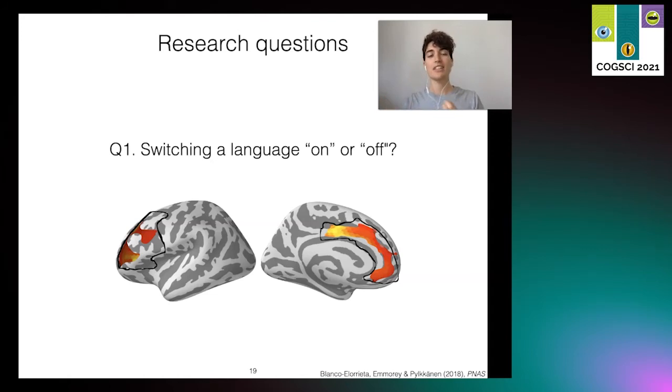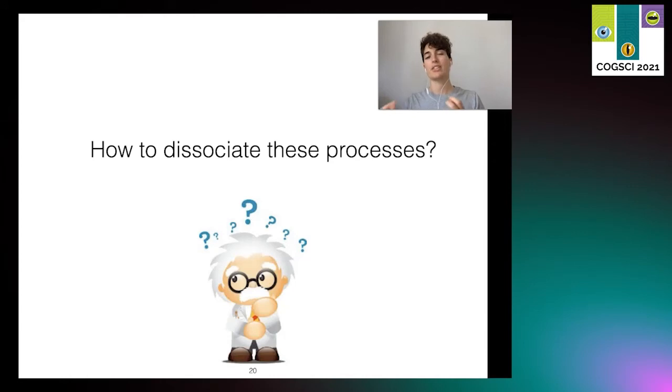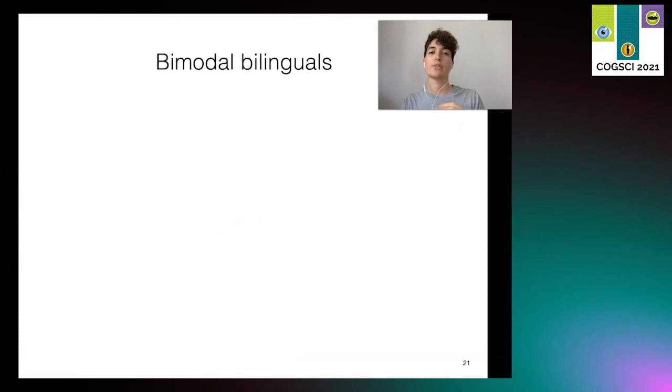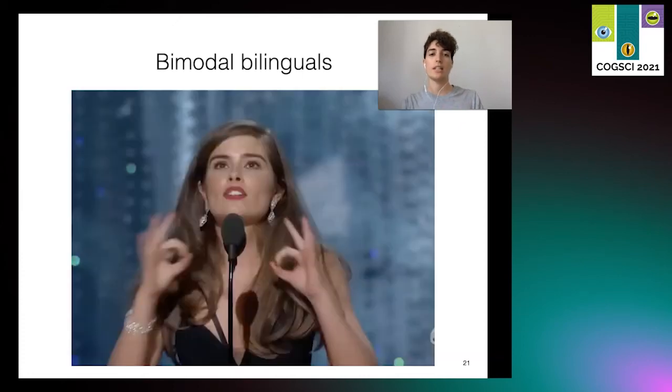And this is a very difficult question to target, because a lot of the time, all these things happen simultaneously. So if I'm speaking English, somebody joins the conversation and I need to go into Spanish, it's going to be the case that I turn on Spanish at the exact same point in which I turn off English. And there isn't really a way to pull these two apart in speech. And so in order to isolate these processes, I turned to a different population, which are bimodal bilinguals. Bimodal bilinguals are people like this woman who can speak and sign at the same time. And not only can they do that, but they do that very organically and very commonly in everyday conversations.